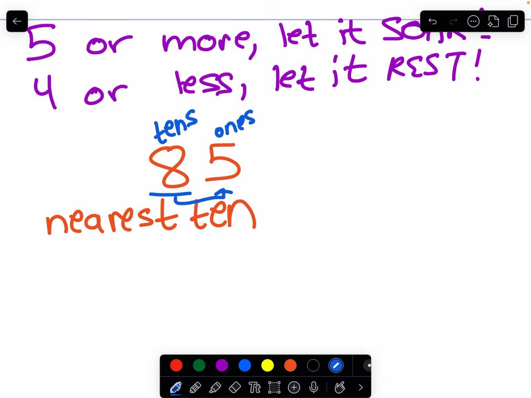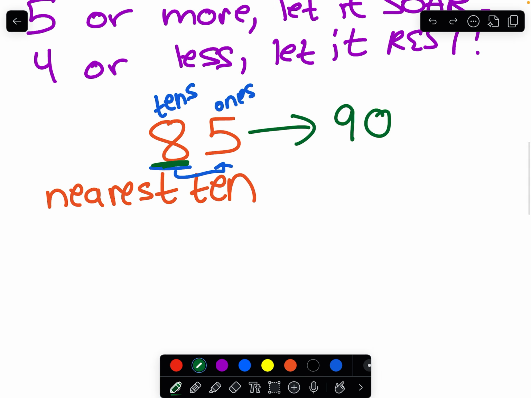So when we say 5 or more, let it soar, that's definitely 5 or more. Let it soar means round up, change 8 to a 9. It goes up by 1 digit in the tens place. So 85 rounds up to 90. So you can see the tens place went up, and the number in the ones place will always be 0 when we are rounding to the nearest 10.